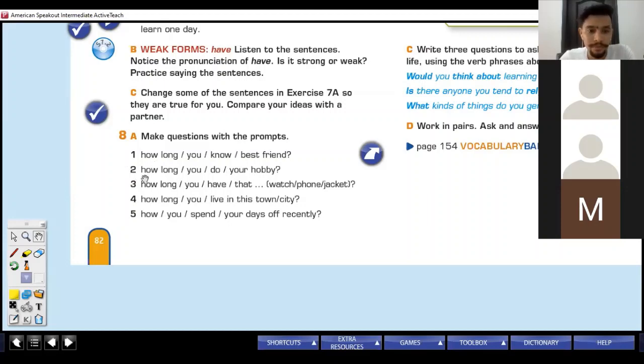How long have you known your best friend? All right. Can I say, how long have you been knowing your best friend? I don't think so. It sounds weird, right? It's strange. Actually, it makes no sense. So yes, you're right, it's not possible. So how long have you known your best friend? Good. Number 2.